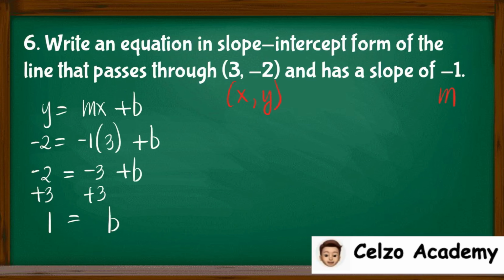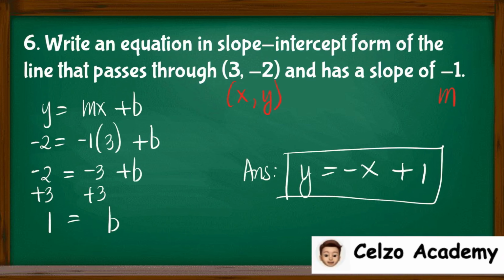Substituting the m value and the b value into the slope-intercept form, the equation for the line is y equals negative 1x plus the b value 1. So the equation is y equals negative x plus 1.